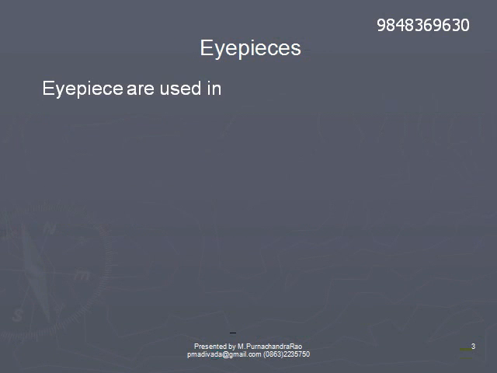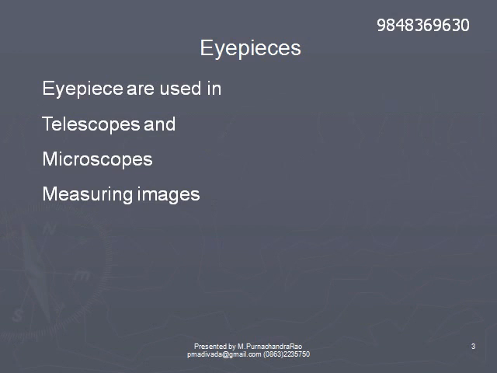Eyepieces. In telescopes and microscopes, we use a lens system for observing the image, called an eyepiece. Eyepiece is a lens system. Generally, there will be two lenses in this system.